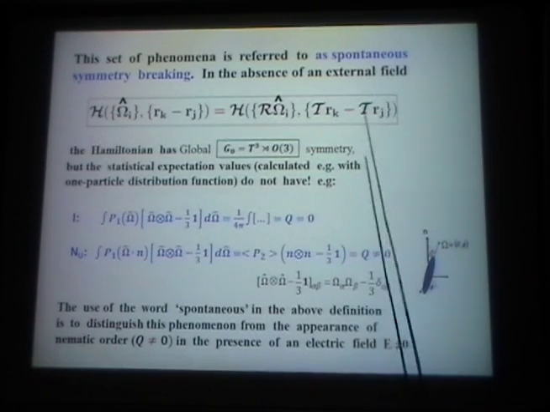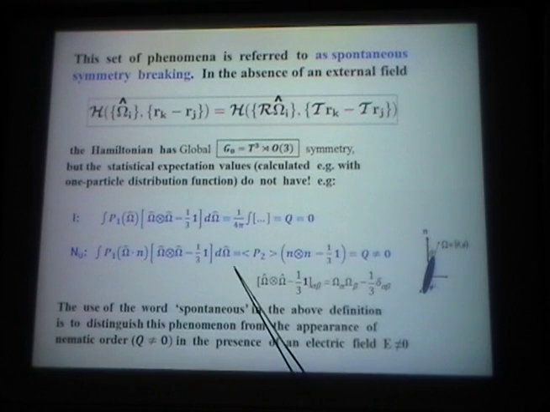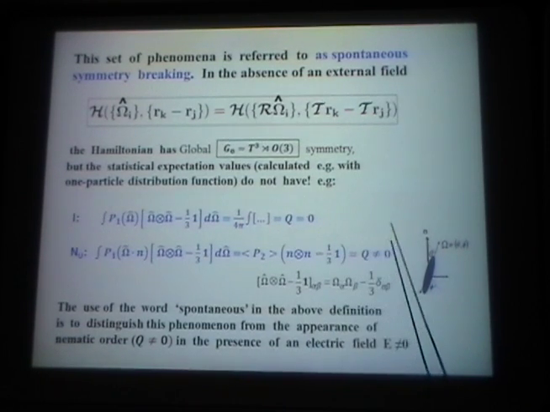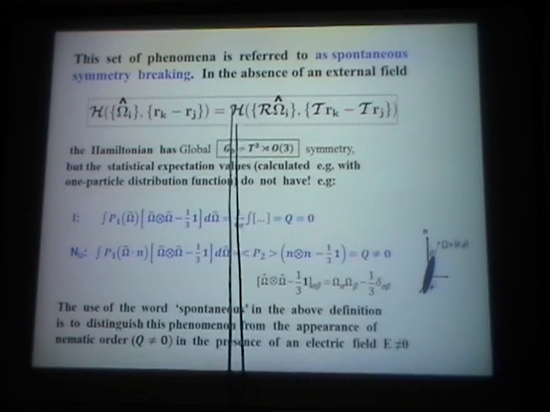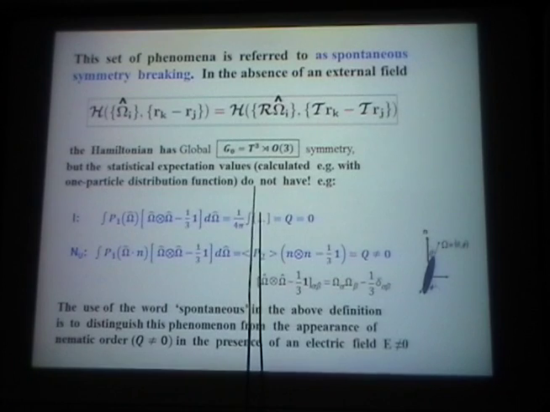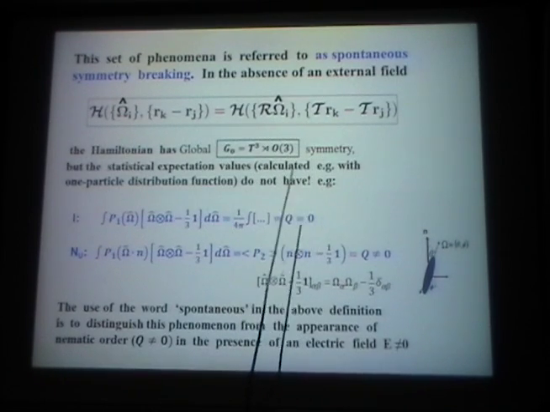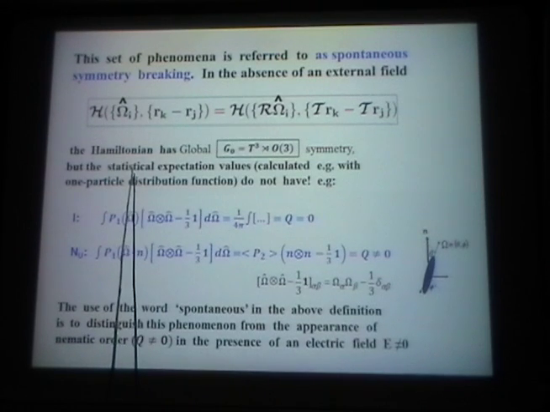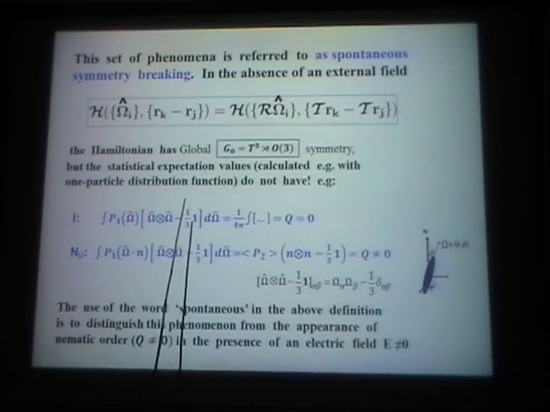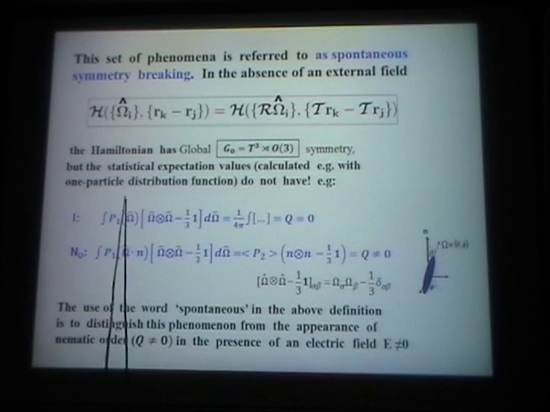But if I take my simulations and calculate it in the pneumatics, then I would get something which is the average value of pi 2 and the director part, which you probably very well know from the previous lectures. So the set of phenomena which we refer to as spontaneous symmetry breaking is just the appearance of non-zero values of statistical expectation values that are calculated, for instance, with the one particle distribution function.